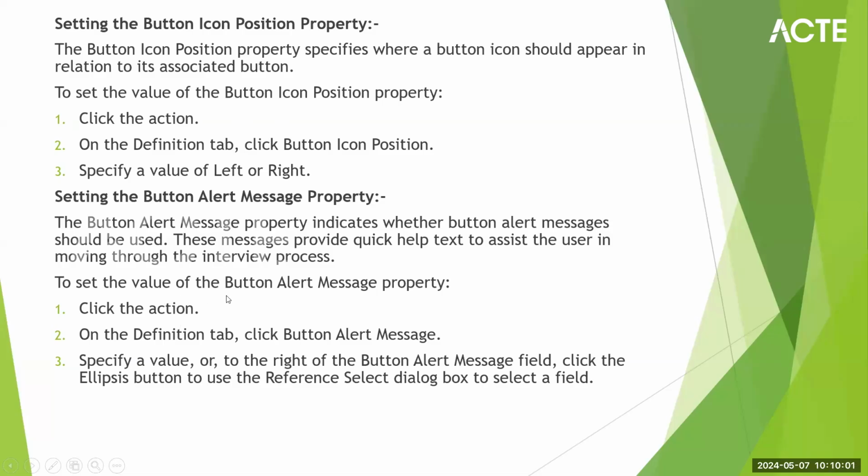To set the value of the button alert message property, click on the action on the definition tab. You can click the button alert message and specify a value, or to the right of the button, you can click on a clip button and map the correct respondent field.